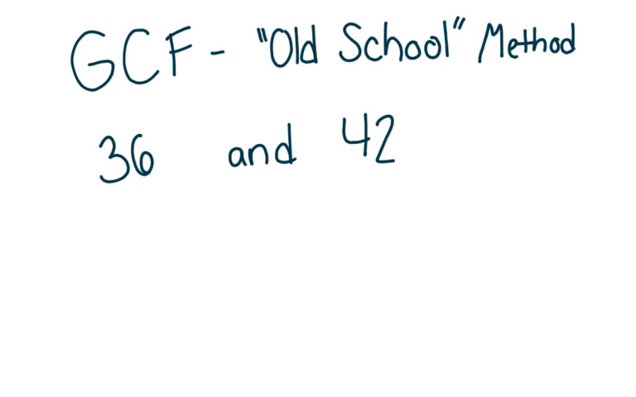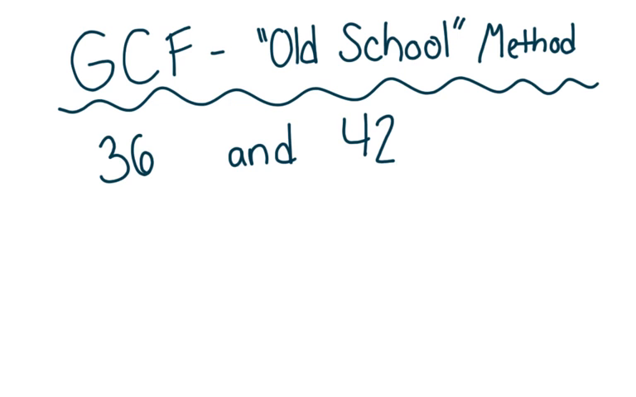So the first way to do GCF, and this is what I like to call the old school method, we wanted to find the greatest common factor of 36 and 42. So we might start by listing the factors of 36 and 42. Factors are numbers we multiply up to get the number.